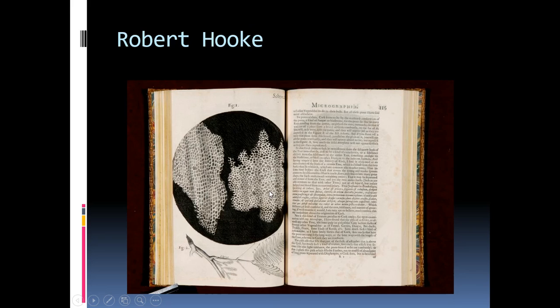And Hooke detailed his observations of this tiny and previously unseen world in his book known as Micrographia. So this is the book that he wrote. Okay? And to him, the cork looked as if it was made of tiny pores, which he came to call cells, because they reminded him of the cells in a monastery.